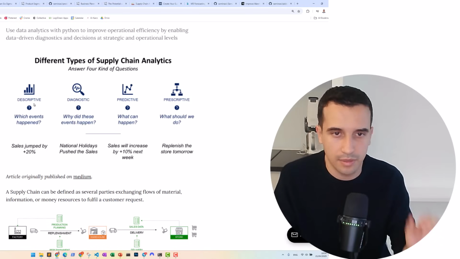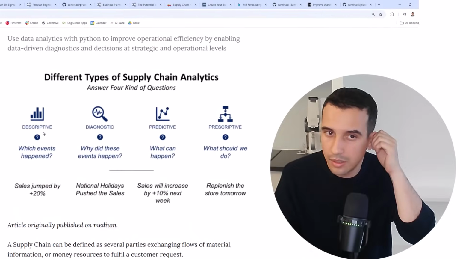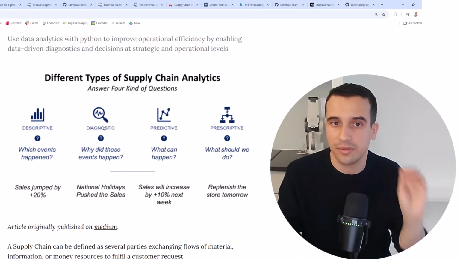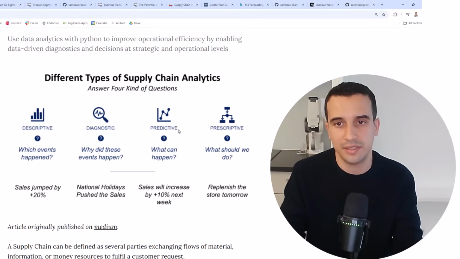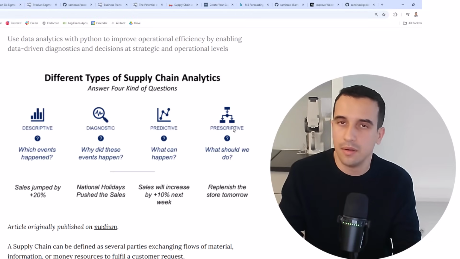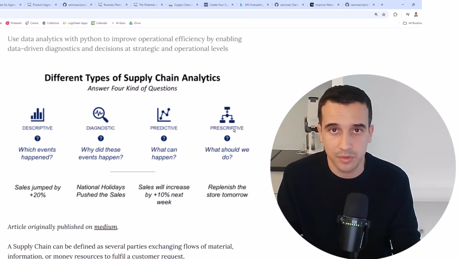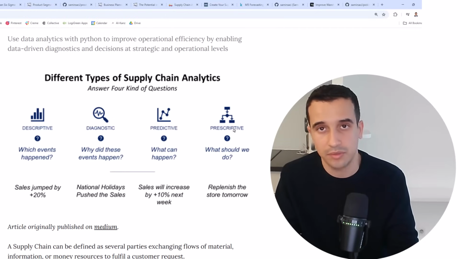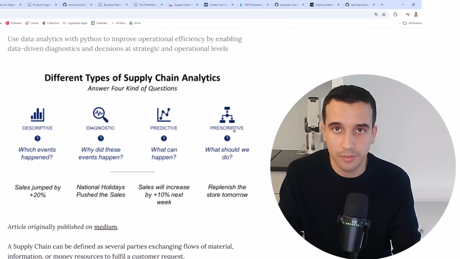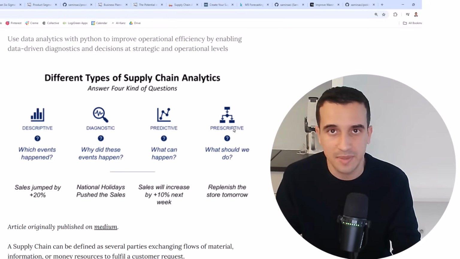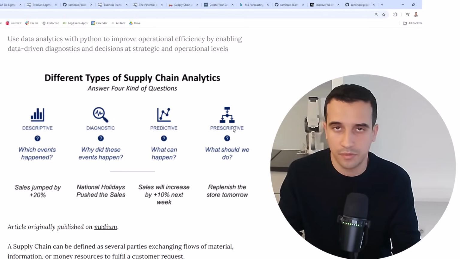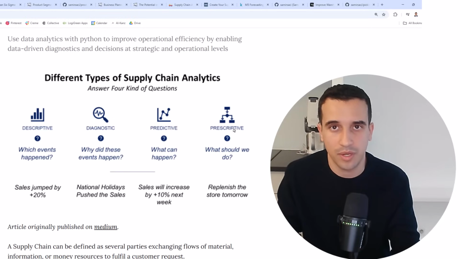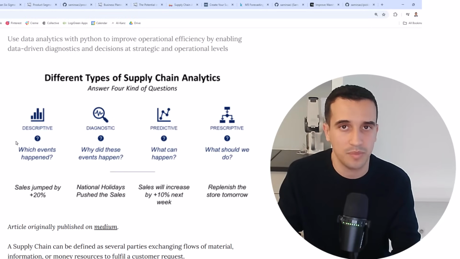So here, for instance, what I explained is that you have 4 types of analytics. You have the descriptive analytics, the diagnostic, the predictive, and the prescriptive. Most of the time, based on my experience working in large corporations, but also now as a startup founder working with my brother on implementing analytics solutions for small, medium, and large businesses, the problems that we are facing are on the descriptive side.